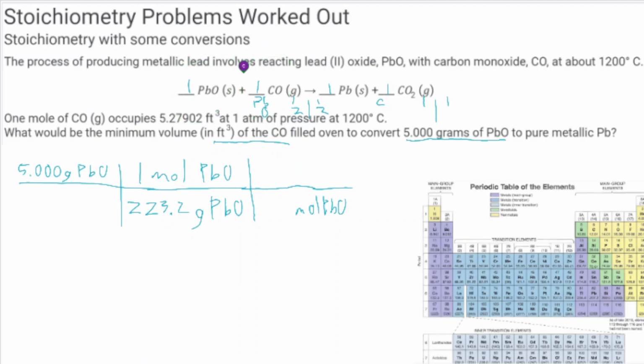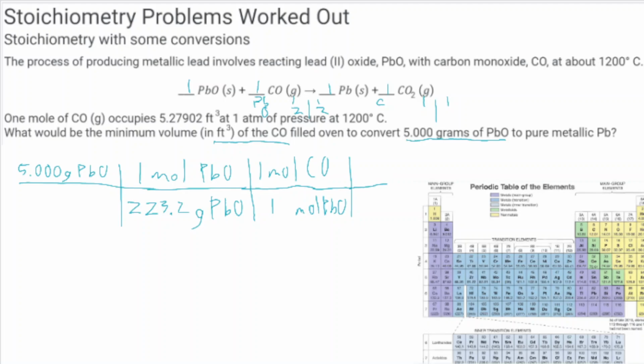Whenever you're using your chemical equation, you can use it to convert from reactants to seeing how much of another reactant you need, which is what we're doing here. Or last time, we went from a reactant to a product. You can use it to convert to any species along this chemical equation. It's just a matter of what you're actually looking for. So in this case, we're going to go from 1 mole of lead oxide to 1 mole of carbon monoxide. So we'll say 1 mole of lead oxide for every 1 mole of CO.